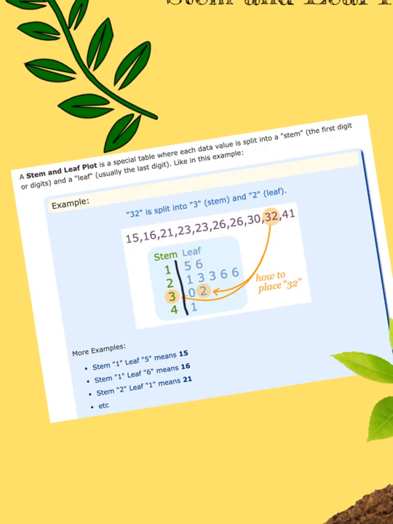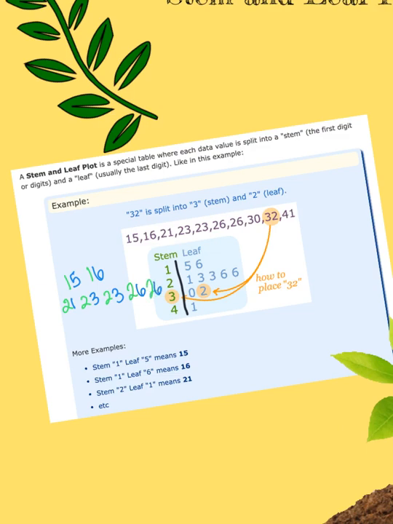So looking at this stem of 1, I have 1 and then the leaf is 5. So that means that's the value of 15. Then I've got 1 and 6, so that's 16. Then I've got my stem of 2. That 2 is representing like 20. So I have 2 and then a 1, so that's 21. Then I have a 2 and a 3, so that's 23. And again, another 23. Then I have 26 and another 26.